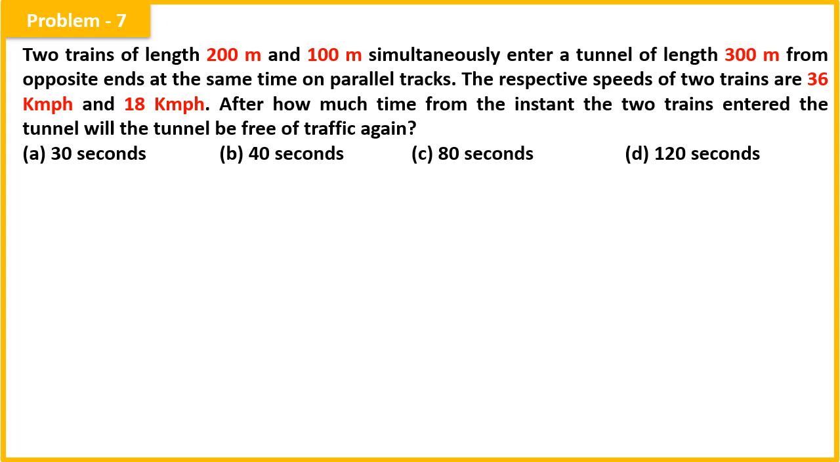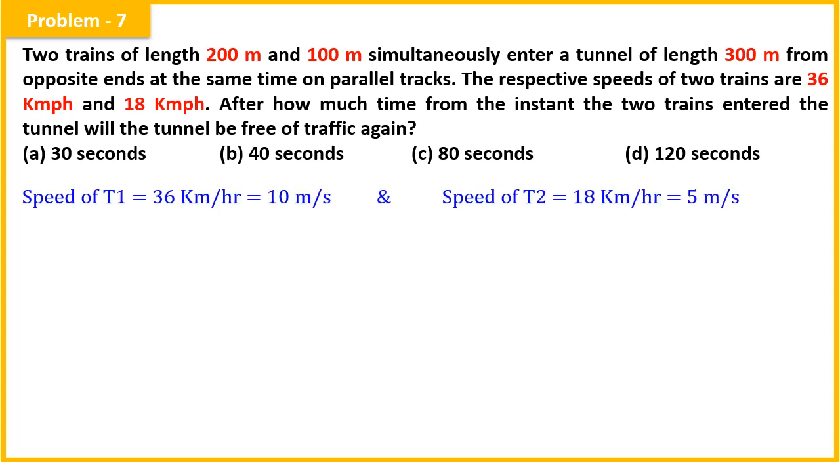And once you have solved it, you can play the video again to look for the solution. Okay. Now the speed of train 1 is 36 km per hour. If we convert it to meters per second, it comes out to be 10 meters per second. And the speed of train 2 is given as 18 km per hour, which comes out to be 5 meters per second.